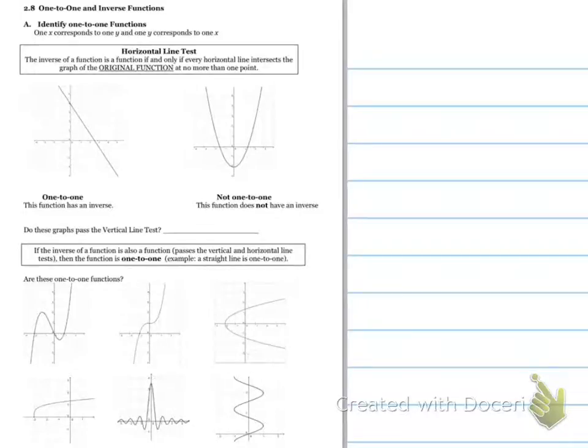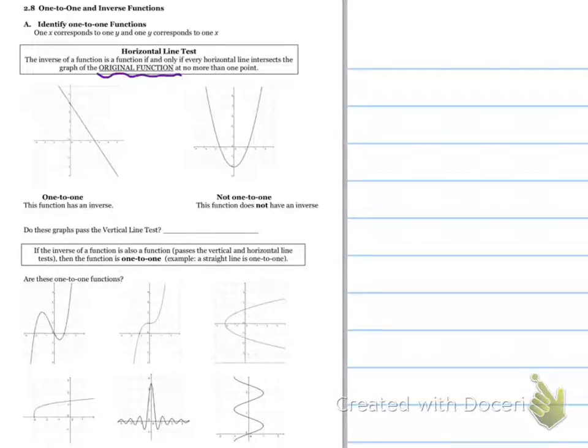One-to-one and inverse functions. To identify if a function is one-to-one, that means that one x corresponds to one y and one y corresponds to one x. To figure this out, we're going to use the horizontal line test. That states the inverse of a function is a function if and only if every horizontal line intersects the graph of the original function at no more than one point. So again, we have to be looking at the original function.